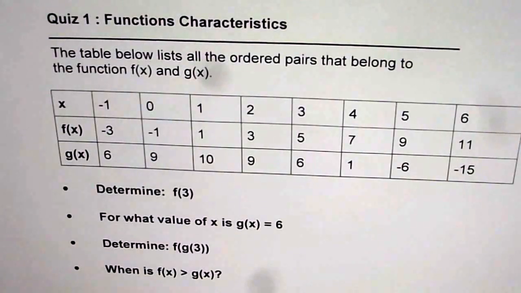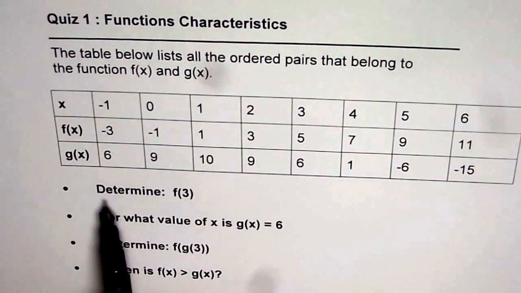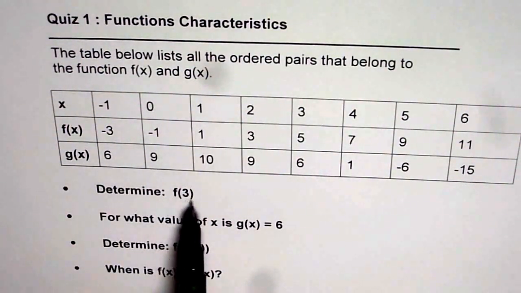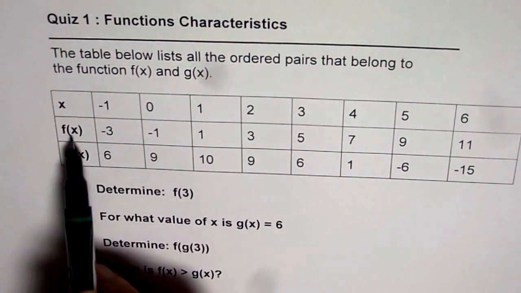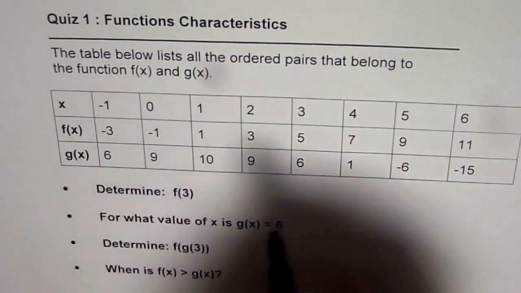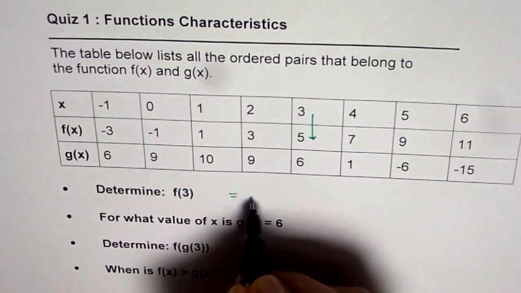So this question will give you a good review on function notations and its characteristics. I'd like you to pause the video, answer these questions, and then check with my solution. The first question is, determine f of 3. f of 3 really means the value of function f when x is equal to 3. So when x equals 3, f of 3 will be 5, right? So this value is equal to 5.